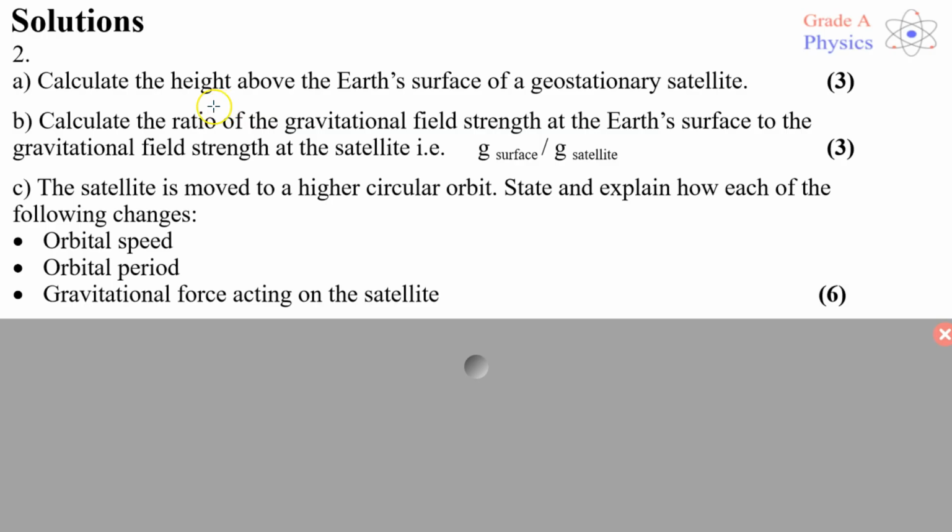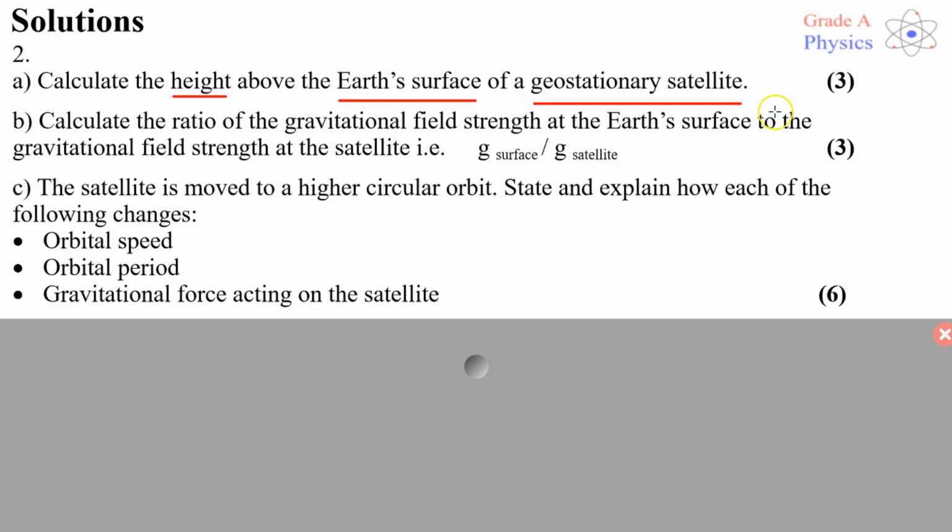Question 2. This is your really typical question, and we did this in the lesson. Calculate the height above the Earth's surface of a geostationary satellite. So this is a standard question using Kepler's third law. They might tell you what the time is, but they probably won't. And this often confuses students because they think, what's the time? I don't know what the time is.